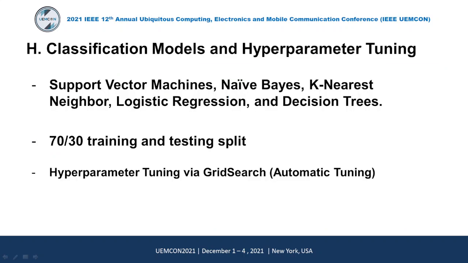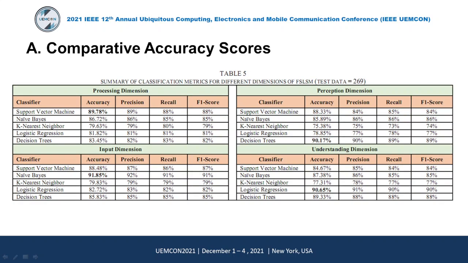So we benchmark different classification models, SVM-based, with the 70-30 training-testing split. And also, we utilize hyperparameter tuning via grid search or automatic tuning. So for the results, we have different results from different classifiers.